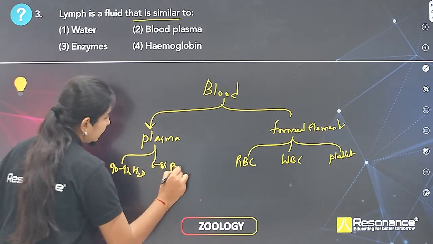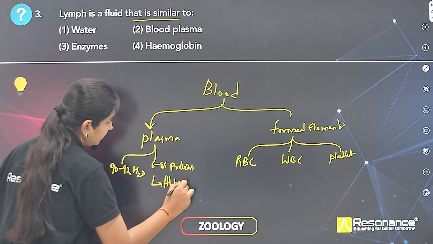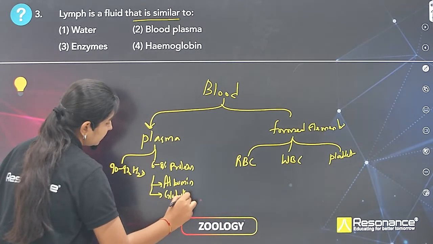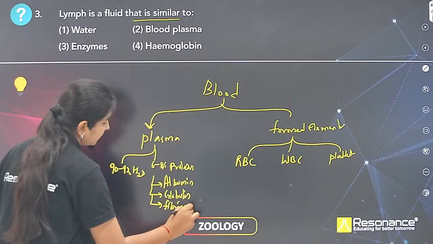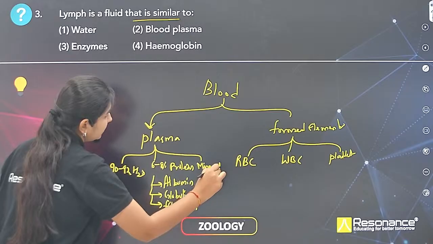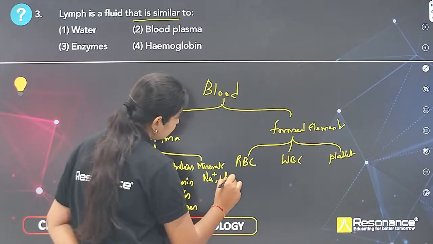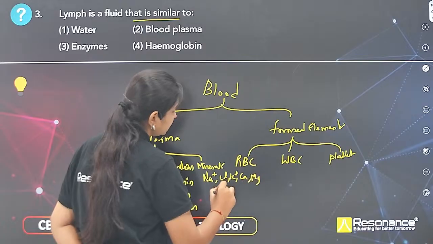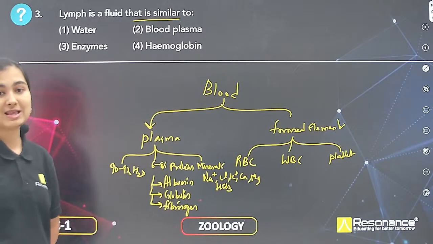Your protein, which includes what? Your albumin, your globulin, next your inactive fibrinogen. Next you have what? The minerals. In minerals what do they have? You have sodium, chlorine, potassium, calcium, magnesium, bicarbonate. So when we were discussing this topic, how exactly do we get the lymph?